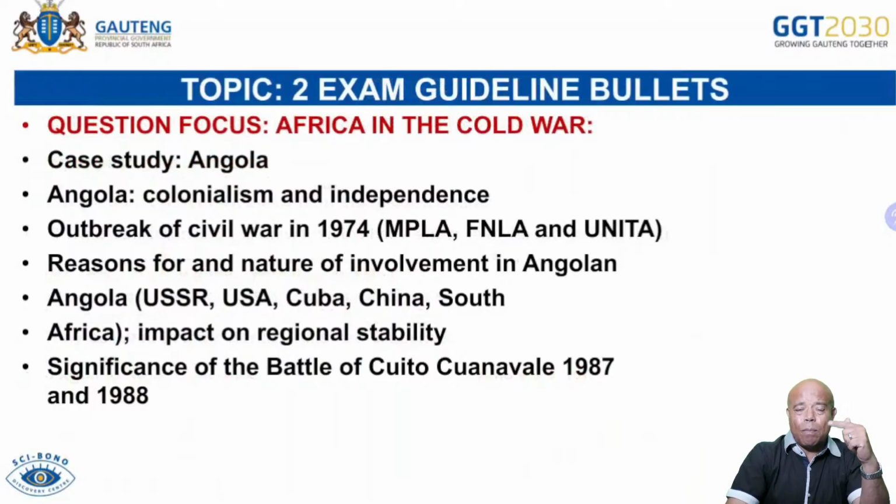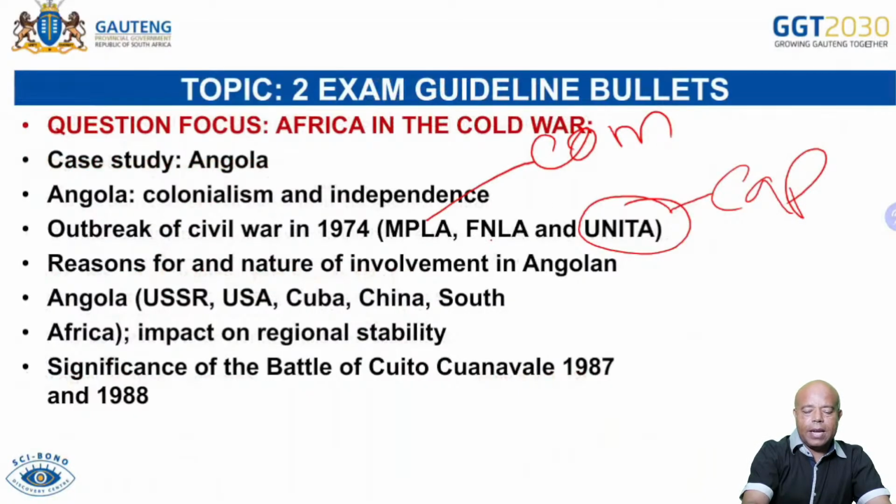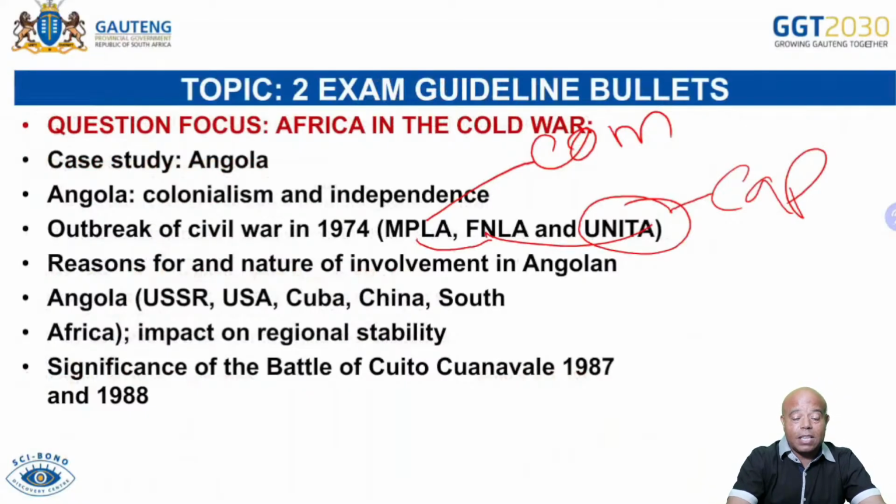But the civil war broke out before they received independence in 1975. After they received independence, there were 3 political organizations: the MPLA, FNLA, and UNITA. Now, UNITA were with the capitalists, the MPLA were communists, and the FNLA were divided, so their loyalty was split in between. Reasons for the nature of involvement in Angola.